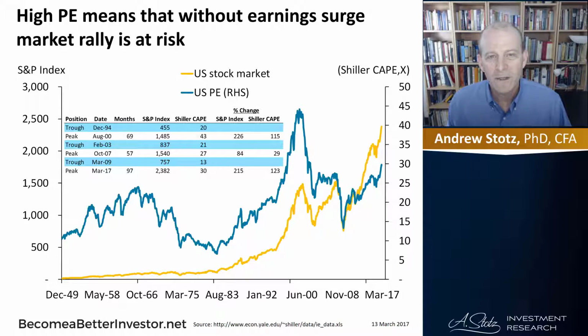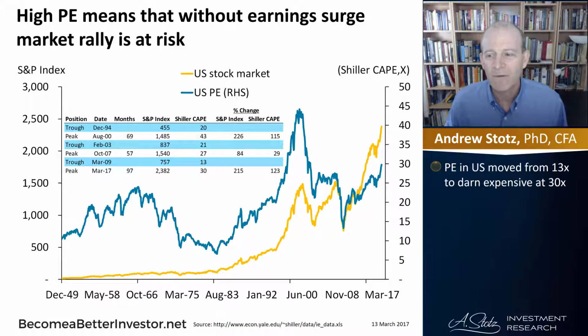And the final one that we're in right now, the PE went from 13 times from distressed levels after the 2008 crisis to 30 times currently. Not the highest, but the increase in the market was 215%, and the Schiller PE was a 123% increase.